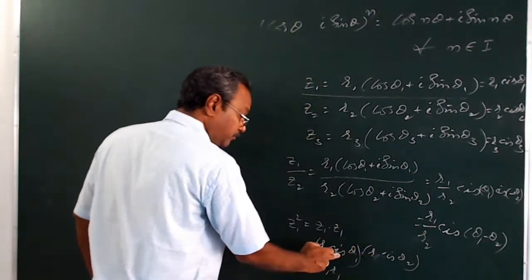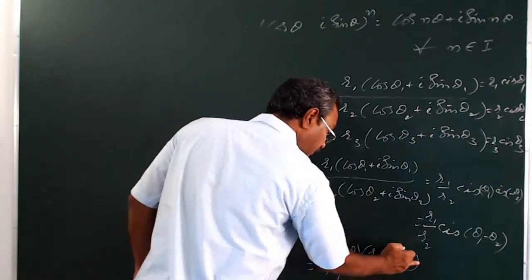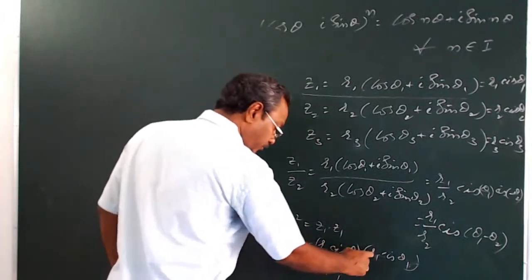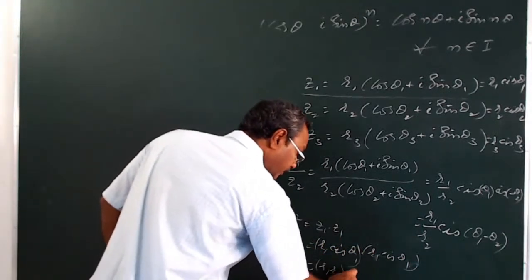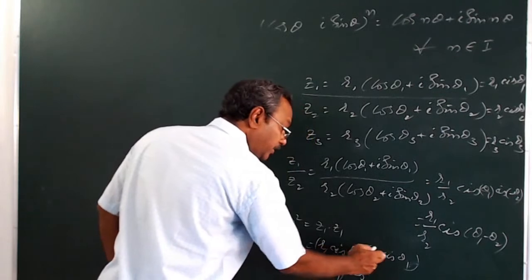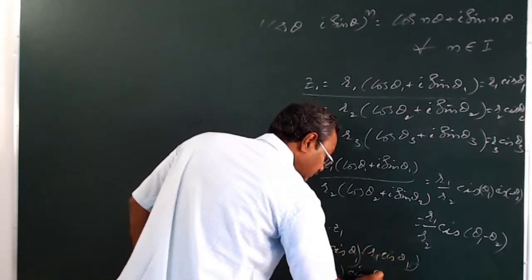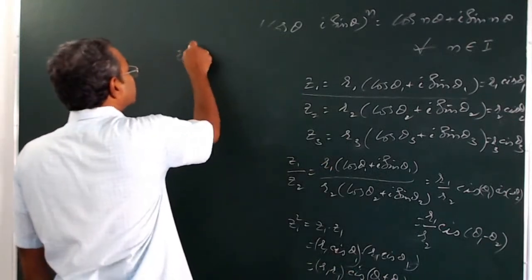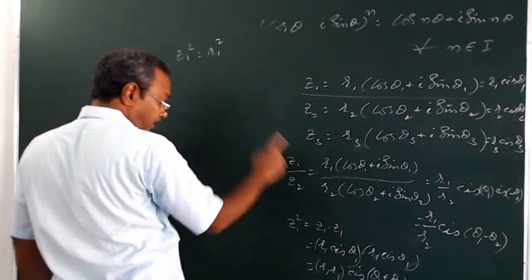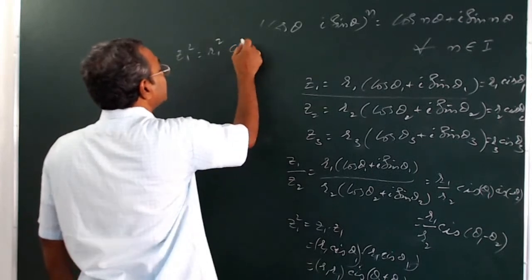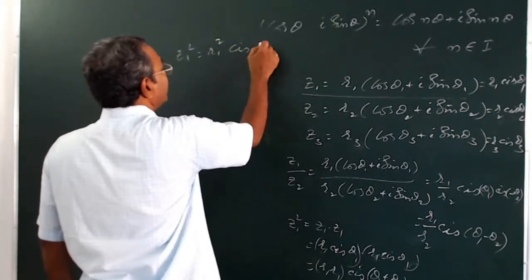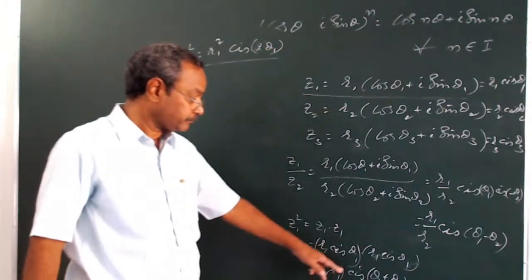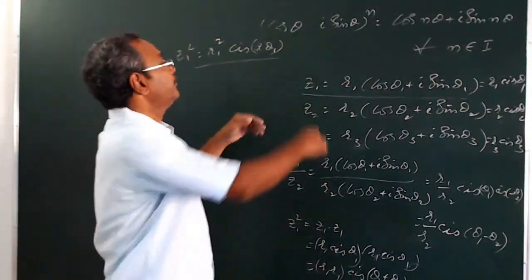Z1 is R1 into cis theta 1, and again Z1 is R1 into cis theta 1. Now the product of these two is R1 into R1, which is R1 square, into cis theta 1 into cis theta 1, which is nothing but cis of theta 1 plus theta 1. That's why Z1 square is R1 square into cis 2 theta 1. This is what we have here.